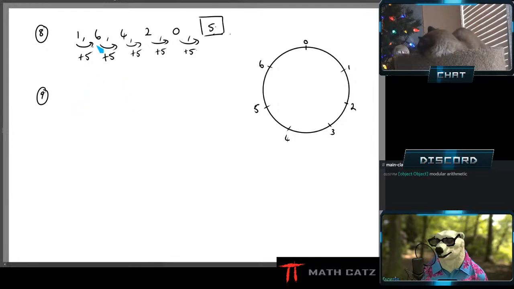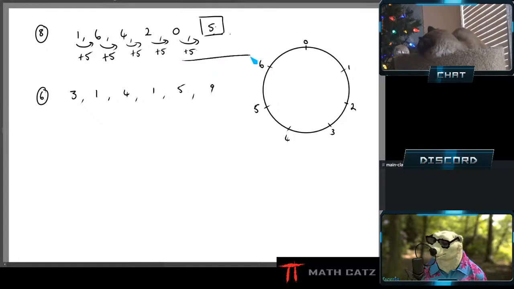I'll change, not number 9. That's not at all what I wanted to write. I think we skipped 6, but I am going to change 6 because there is a little bit of a typo. 3, 1, 4, 1, 5, 9. Oops, I'm sort of encroaching here. There's my sequence.